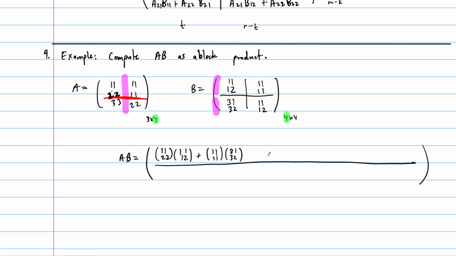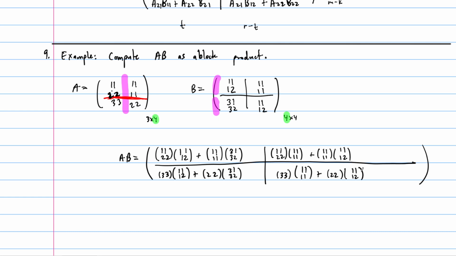This is going to be a large computation. What's going to go here is going to be this row times this column. So 1, 1, 2, 2 times 1, 1, 1, 1 plus 1, 1, 1, 1 times 1, 1, 1, 2. All right, and then we go to the bottom here. This one's going to be 3, 3 times 1, 1, 1, 2 plus 2, 2 times 3, 1, 3, 2. Same thing here: 3, 3 times 1, 1, 1, 1 plus 2, 2 times 1, 1, 1, 2.